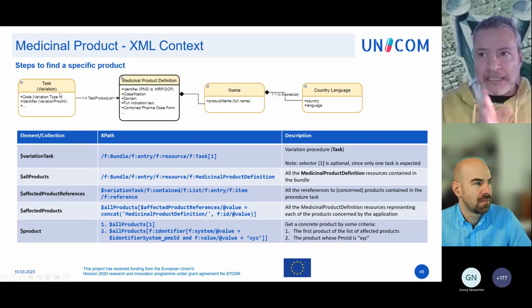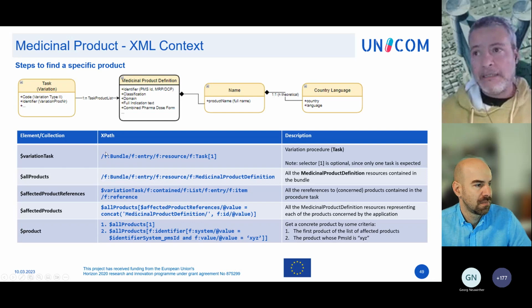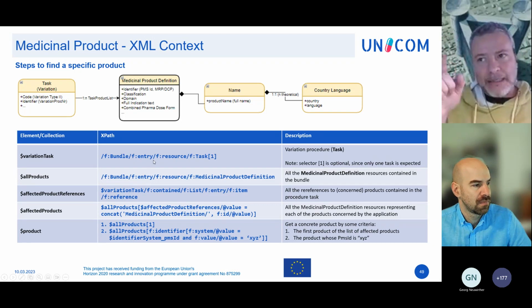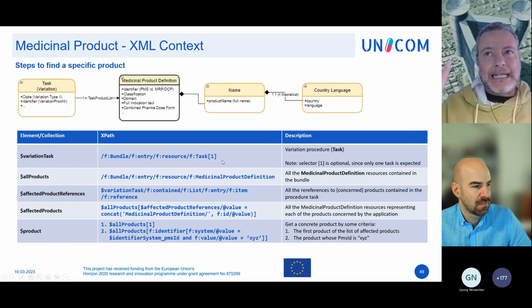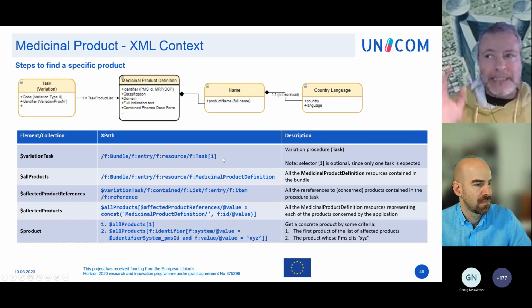So the path is starting from the root of the document. The root element of the FHIR message is called bundle. That is a resource, by the way. And then it has 3 segments, root up to resource, that is common for all the resources. And then the last segment has the name of the resource type. For example, if the resource is a task, it will end with task.